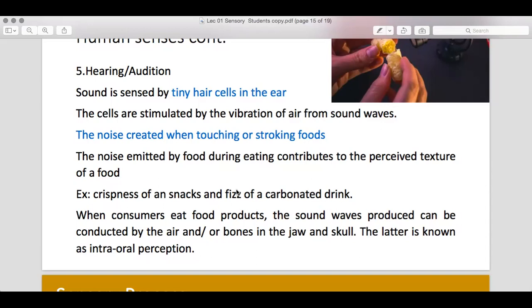So, noise created when touching or stroking foods. You just think that we are going to consume a tippy tip, right? Tippy tip, the sound generated.